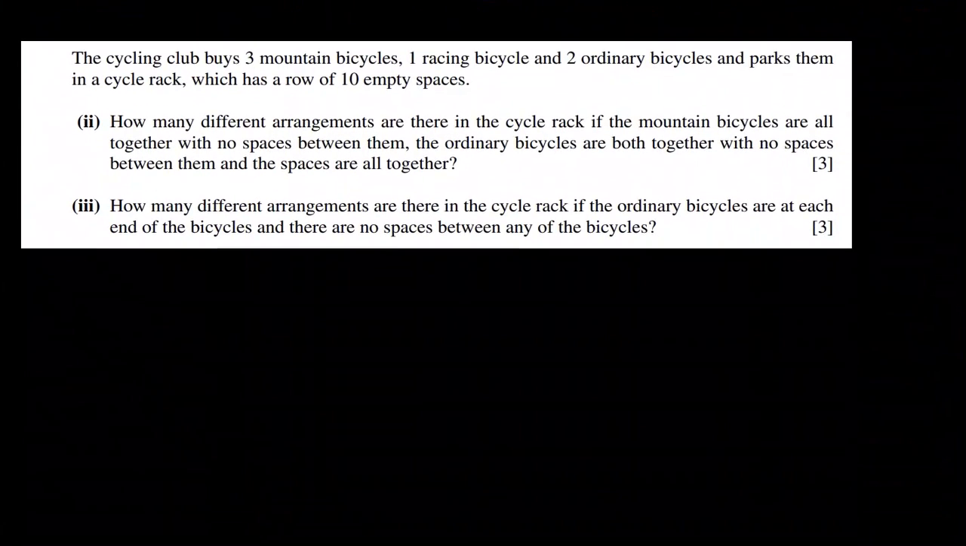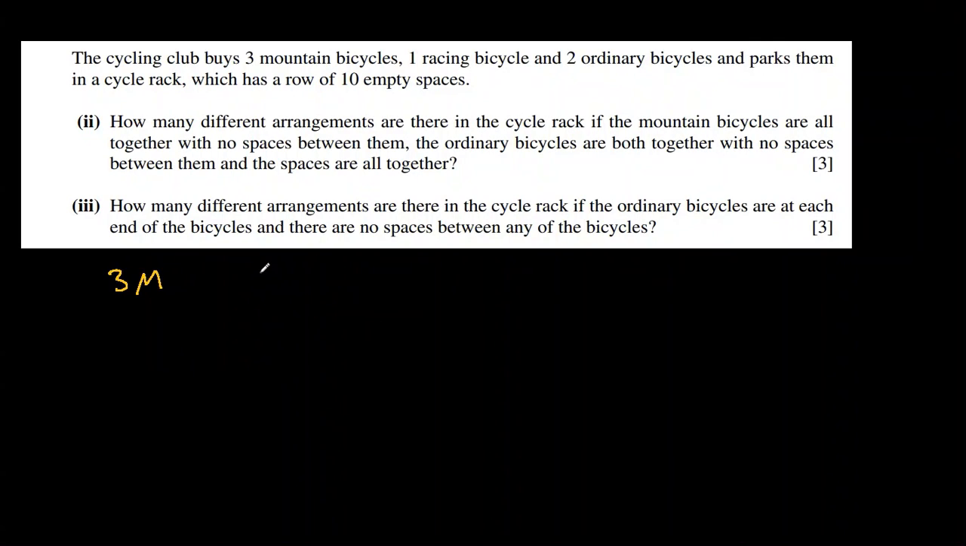The cycling club buys 3 mountain bicycles, 3M, 1 racing bicycle, and 2 ordinary bicycles. They bought these, how many? 3 plus 1, 4 plus 2, 6 bicycles. They park them in a cycling rack. What is cycling rack? It is something like this. Remember, we might have seen something like this. We have metallic things, and then you put your wheel in between these two, and that is called cycling rack, which has a row of 10 empty spaces. Such things are 10. So let's make them 10 spaces.